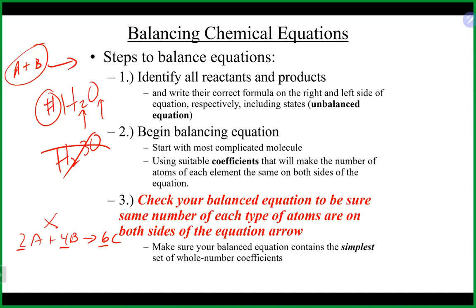They are not the simplest set of whole numbers. I would need to go through and divide everybody by 2. And this would be the properly balanced equation.